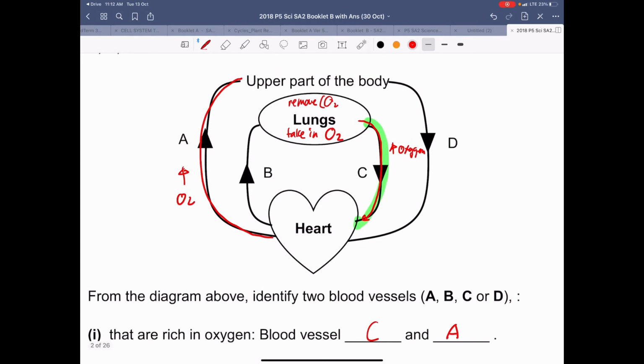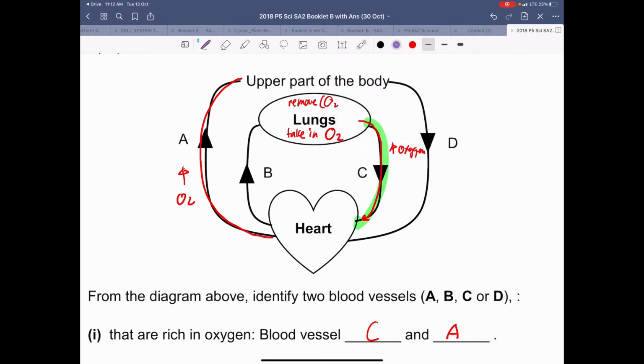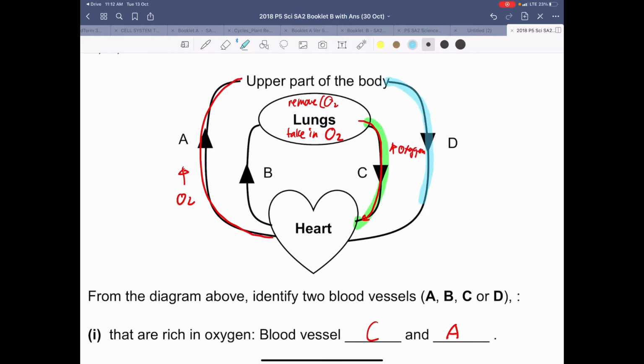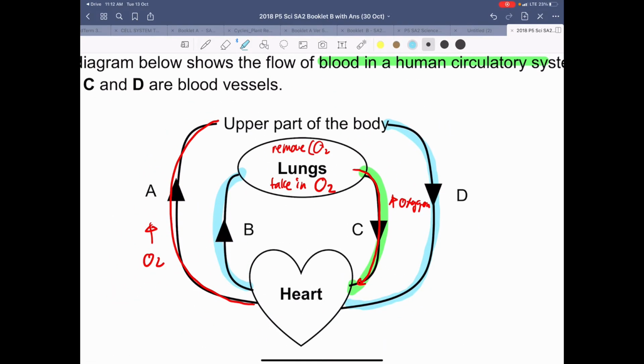Okay, now, next. Blood that is rich in carbon dioxide. So which are the two blood vessels? The two vessels that are rich in carbon dioxide will be D as well as B. Why? Think about it, at the upper part of your body or whichever other part, they can change this. It doesn't always have to be the upper part. It can be the lower part, from your liver, your stomach, your arms, your brain, whatever. But the key thing is that respiration has occurred.